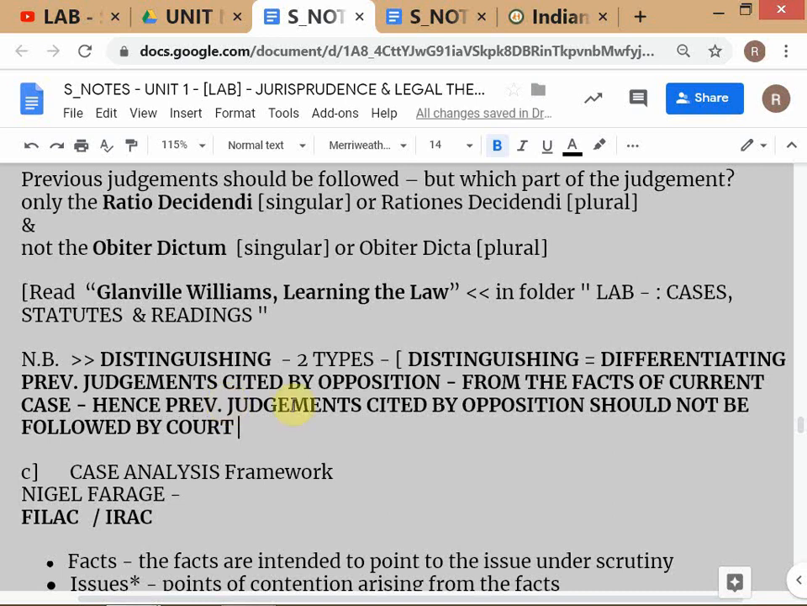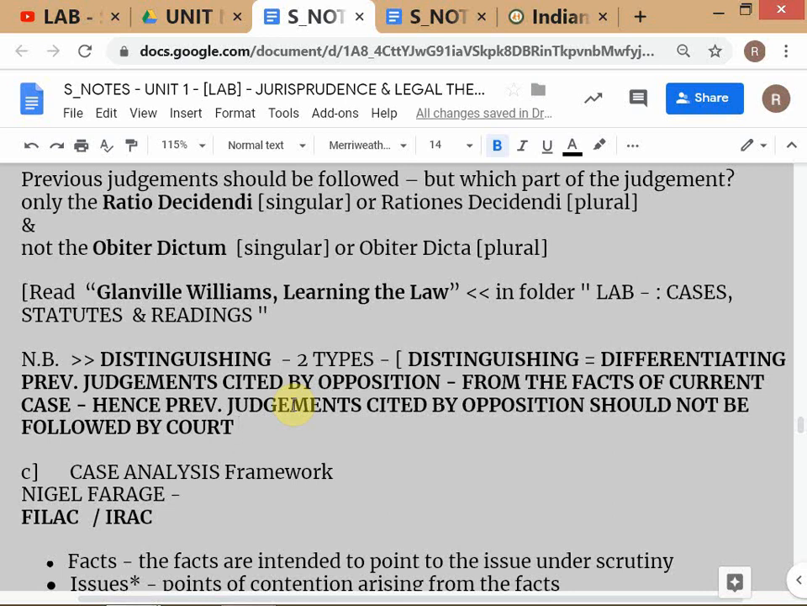Are you following the logic? We'll give you examples, but what we're trying to show you is broadly what is meant by distinguishing. In civil law, in common law jurisdictions, litigation is conducted in this manner: we will talk about the interpretation of the section, and then we will cite various precedents, that is previous judgments, which we think are in our favor, and we will say that these judgments are similar to the current case, and they should be applied in the current case. But the opposition is always going to try and prove that we are wrong, because if we are not wrong, then they are wrong, and then they'll lose.